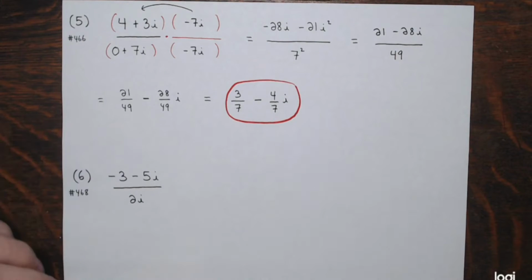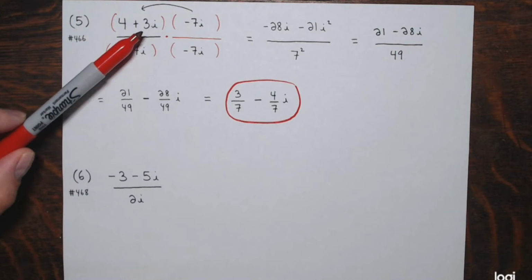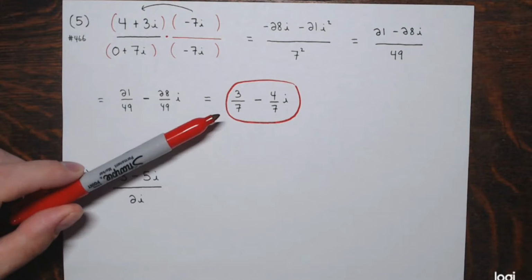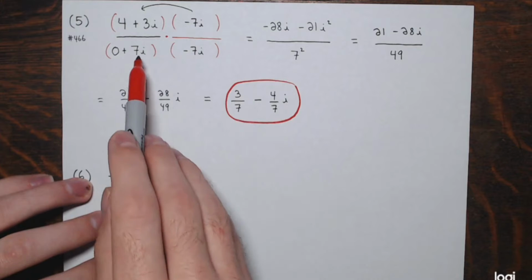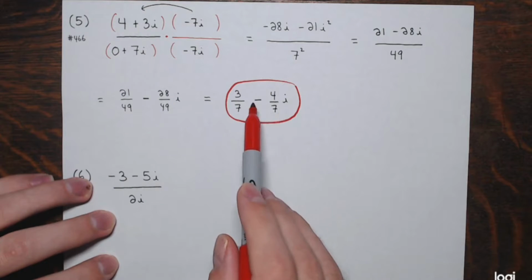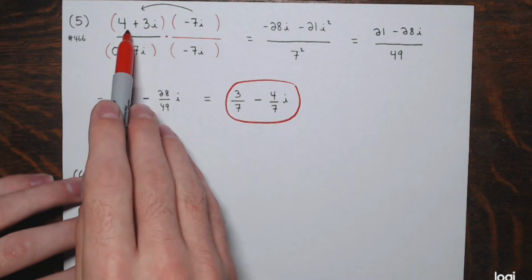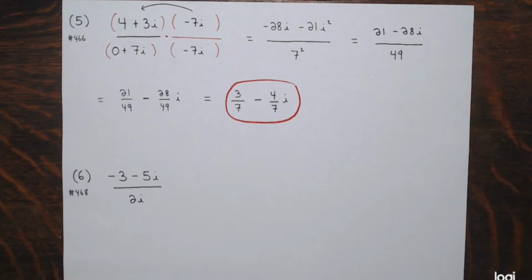And once again, if you wish to check, take 4 plus 3i divided by 7i, what we were originally given, and see if you get this. Or multiply the result by the denominator: take 3/7 minus 4/7i and multiply by 7i, distribute 7i, and you should simplify to 4 plus 3i, and get the numerator back. But again, I leave it to you to check.